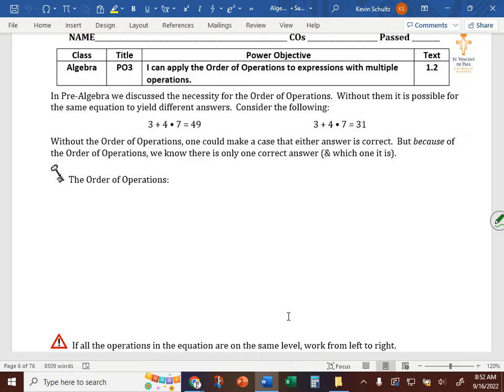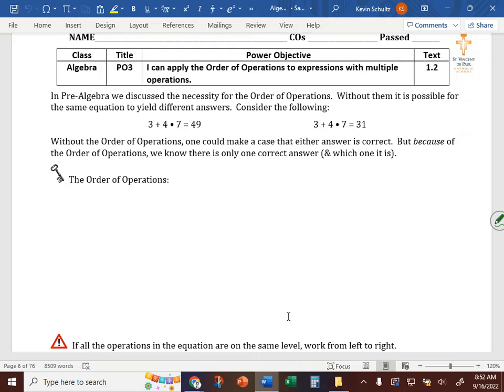Oh, wait. Oh, no. Sorry. My bad. You are correct, yes. How do you know to multiply first here, Caitlin? Because of the order of operations.